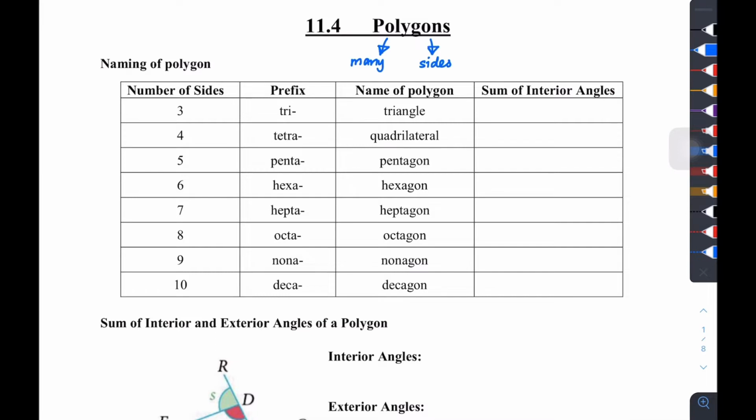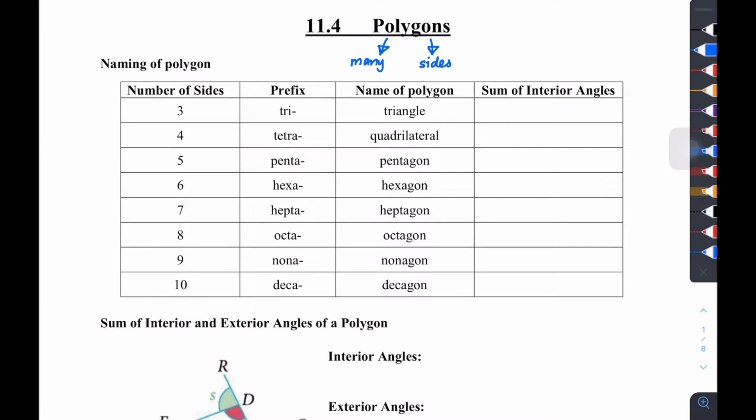So for polygons, we are going to extend from the triangle, an object with 3 sides. And previously we looked at objects with 4 sides, the quadrilateral. We're going to extend this all the way to more sides: 5 sides, 6 sides, 7 sides, 8, 9 and 10, and so on and so forth.